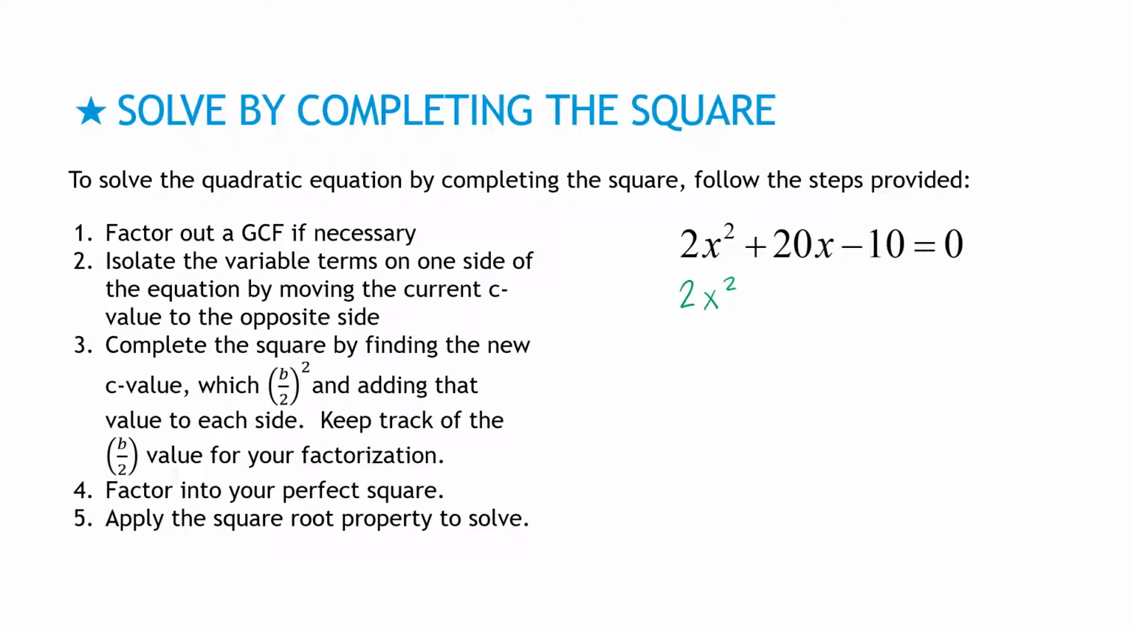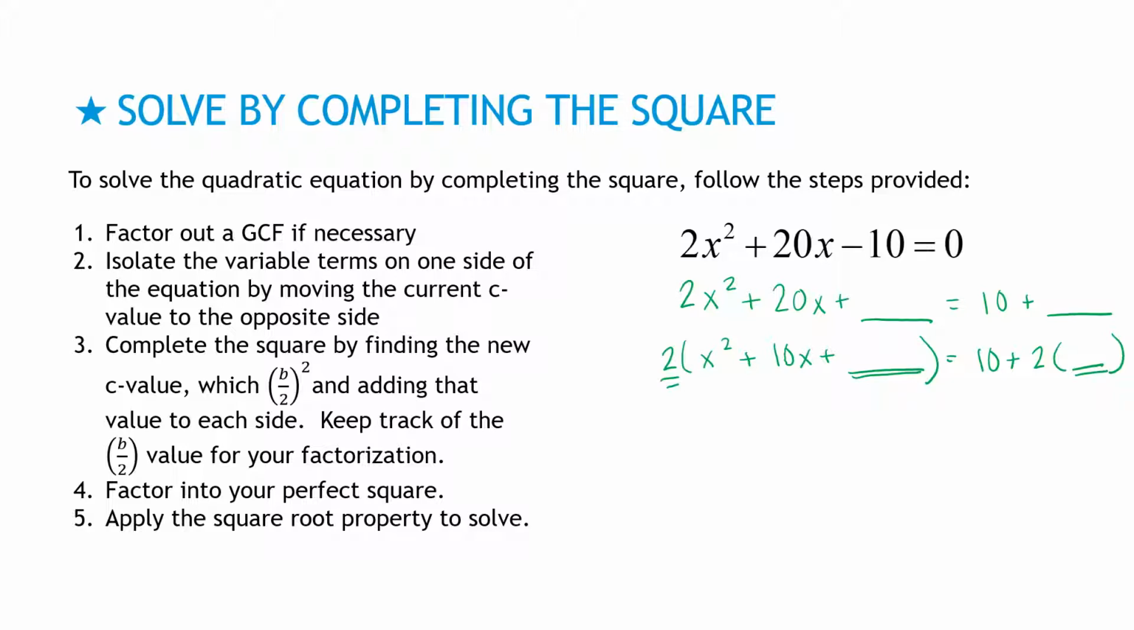So I'm going to take 2x squared plus 20x plus blank equals, if I add 10 to each side, 10 plus blank. Because it's 0 plus 10, which is 10 plus blank. Now I'm going to take the 2 out. x squared plus 10x plus blank equals 10 plus, and I'm going to do something a little bit tricky here. Because there's a 2 here, whatever I put in the blank has to end up taken times 2 on each side. So if it's times 2 on this side, it's times 2 on this side.